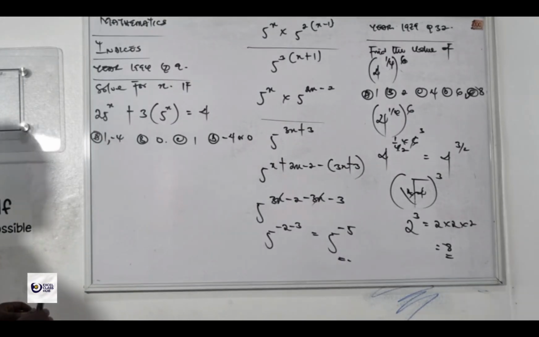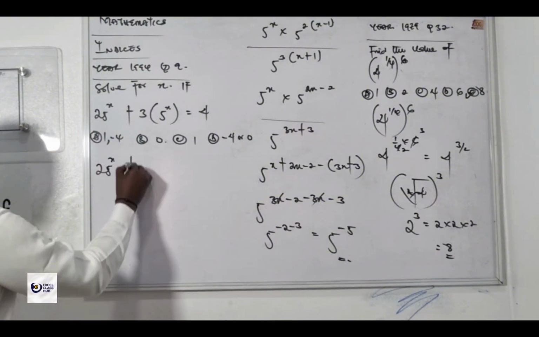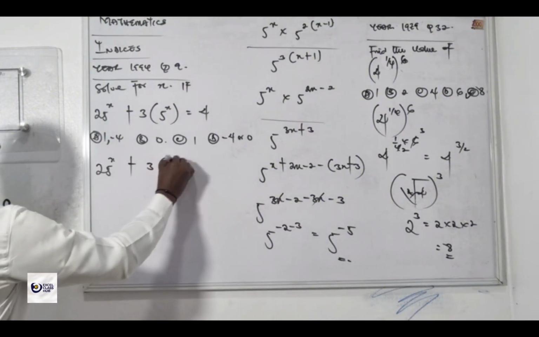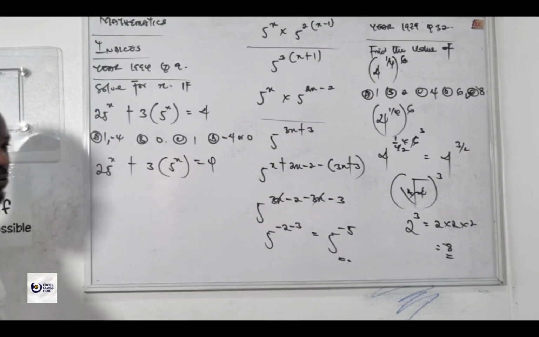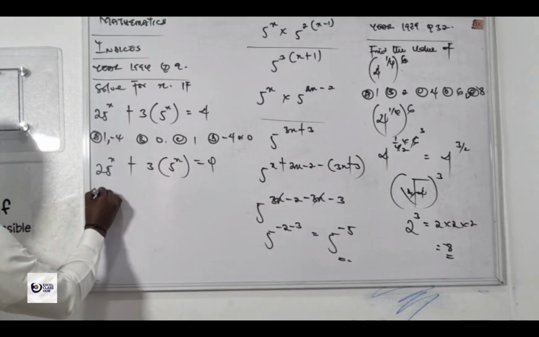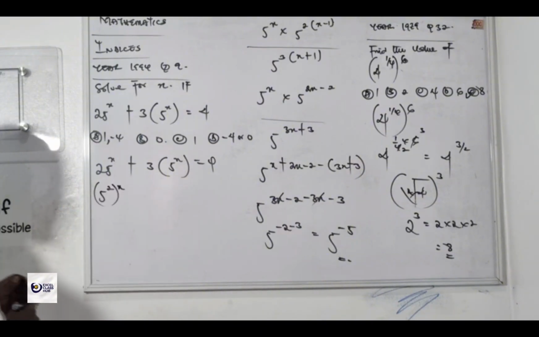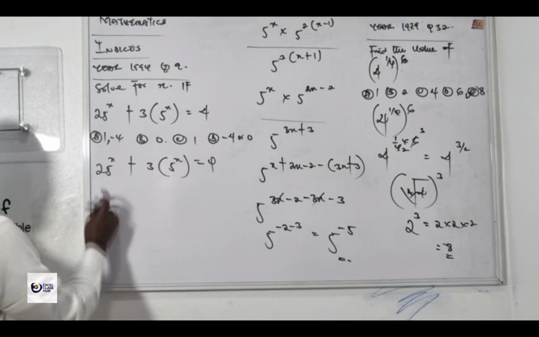Now, student, if you look at this question, it is 25 raised to x plus 3, times 5 raised to x, everything equals 4. This is the question. You can see that this is 25. Change it back to indices. It can give me 5 raised to the power 2, everything to the power x.